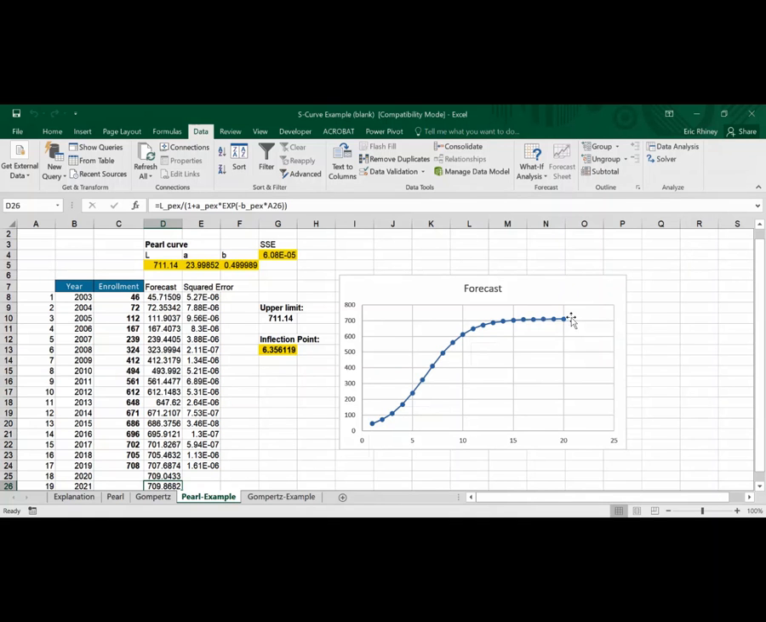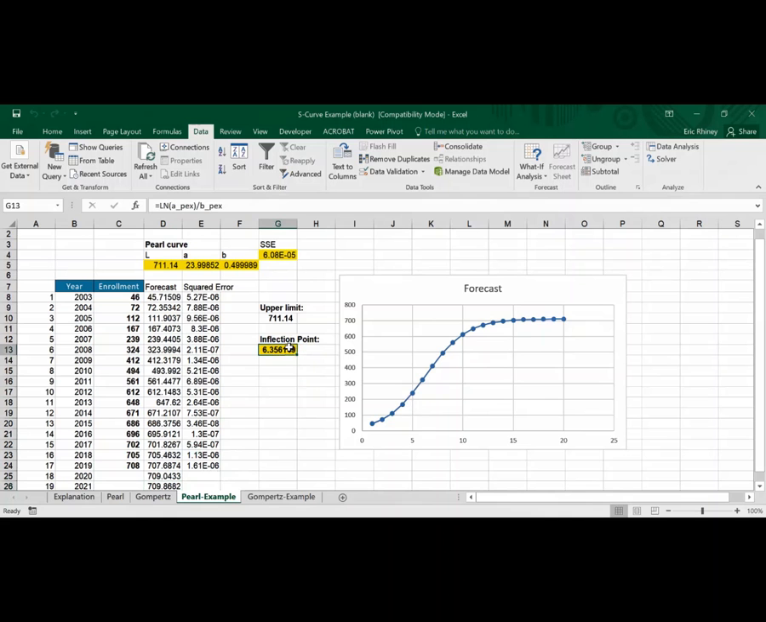Or maybe if this is a product that you sell domestically, maybe you move it into a foreign location so that you can begin this curve all over again in that foreign location. So this is very useful information.